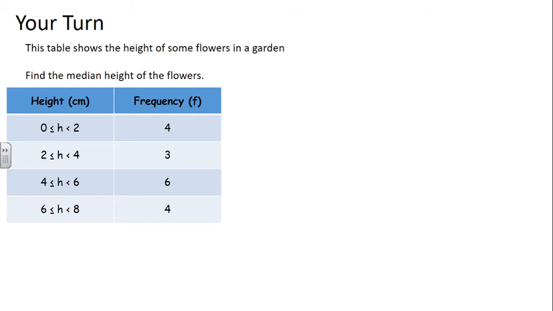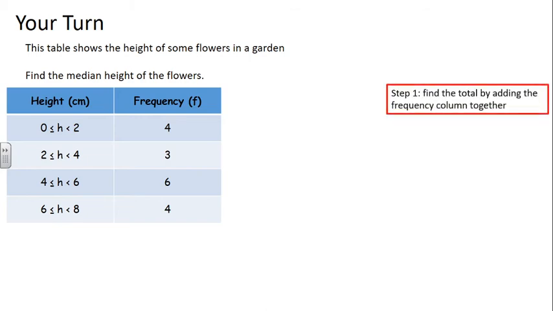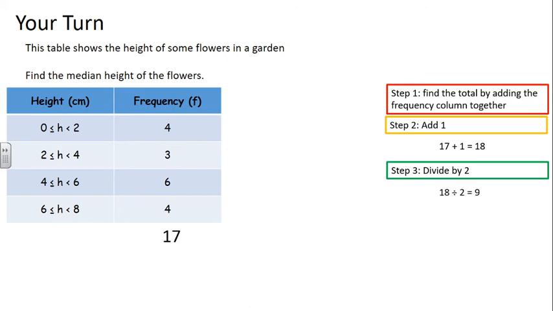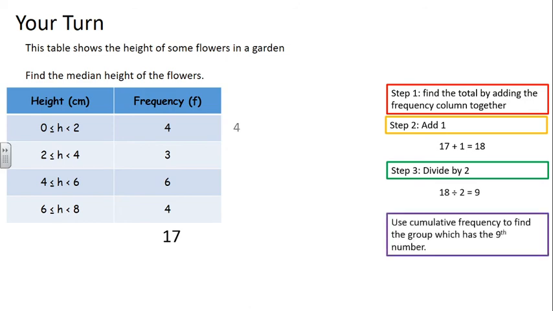Welcome back. Let's go through your answers. So your first bit, you should have had 17. Add 1 gives you 18. Halve it gives you 9. So it's not in the first group because there's only 4. So add another 3 on, there's still only 7. It's not got to the 9th number yet. Add 6 on, I get 13, which means it would be in that particular group. So it's greater than or equal to 4, but less than 6.